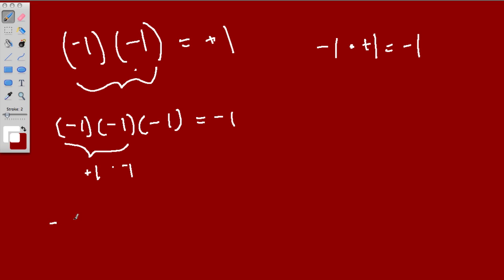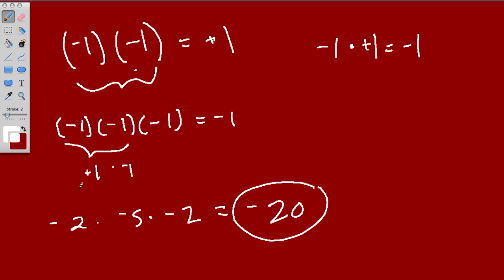So any number of numbers that we have, like negative 2 times negative 5 times negative 2, well, there are three negatives here, so I know the answer is going to be a negative. The product is going to be negative. Negative 2 times negative 5 is positive 10, times another negative 2 is negative 20.